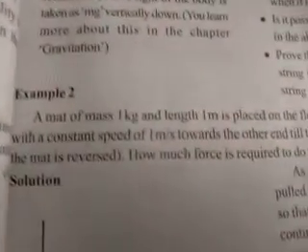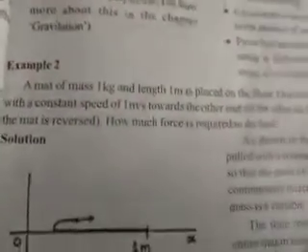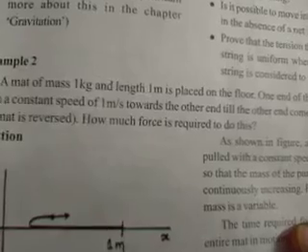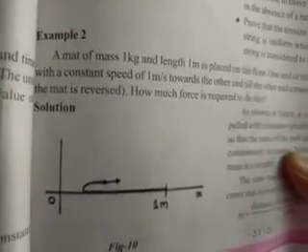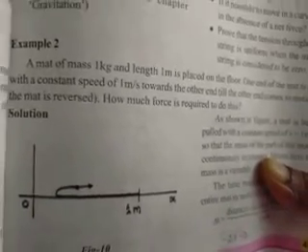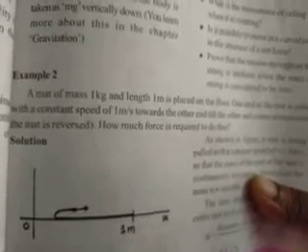See here. A mat of mass 1 kg and length 1 meter is placed on the floor. One end of the mat is pulled with a constant speed of 1 meter per second towards the other end till the other end comes to motion, that is, till the mat is reversed. How much force is required to do this?